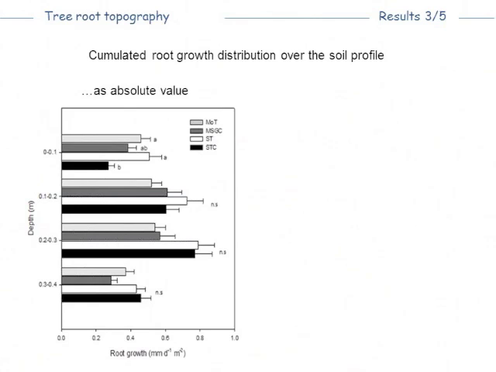Here we can see the cumulative growth along the profile. So this is the first 10 centimeters, 10 to 20, 20 to 30, and 30 to 40. We can see that there was no significant difference in the growth of the different treatments, except for the first 10 centimeters, in which we had a decrease of the roots with the shallow tillage plus compost, which was a municipal compost.